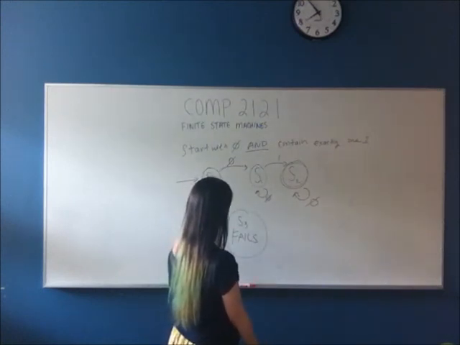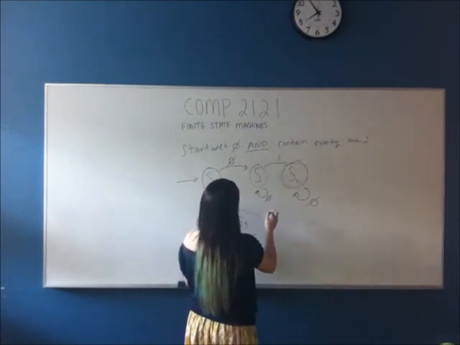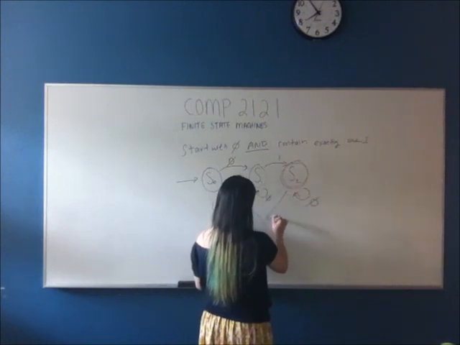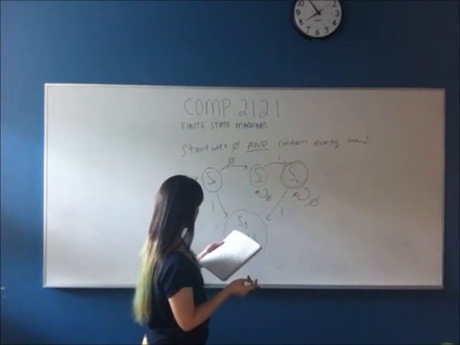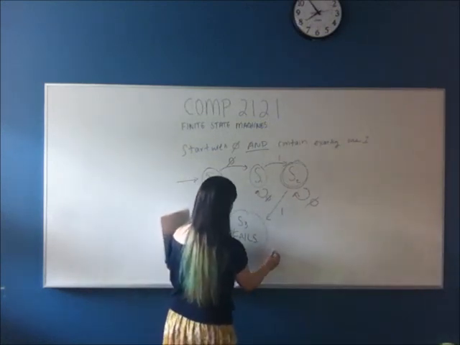And now you need a 1 coming out of S2. But it can only contain 1, 1, so it automatically fails if you have another 1. And S3, you require a 0 and a 1 coming out.